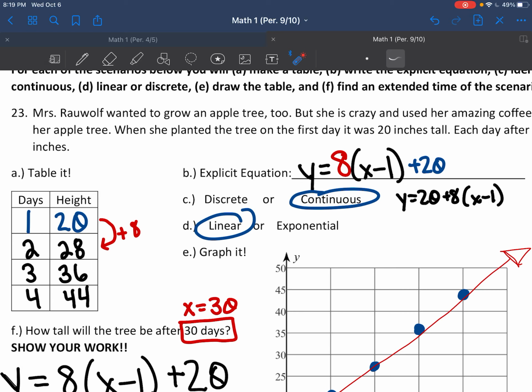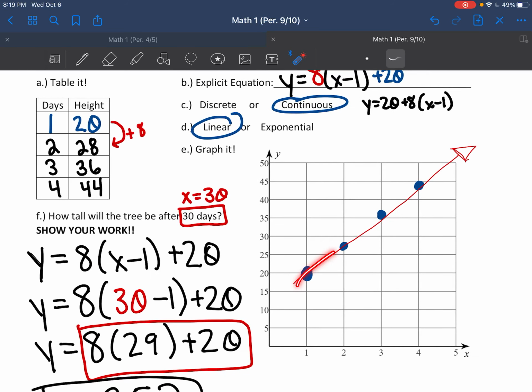This is continuous because we're growing a tree. It's linear because we're adding. Here's what the graph would look like. Make sure you draw the line or I'll take away points.